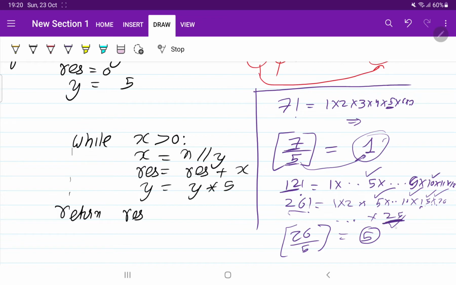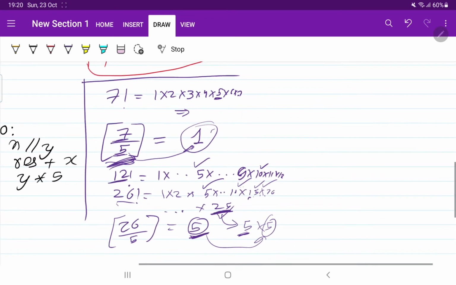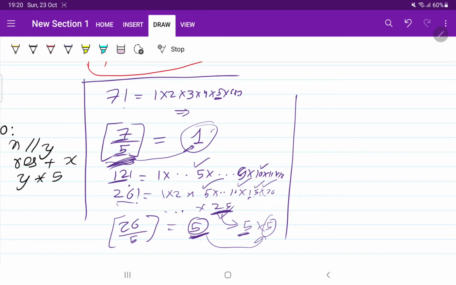But tell me one thing, in 25, how many 5s are there? Two 5s are there. It means the total count from our formula is 5, but actually how many 5s are there? Six 5s are there. So we got to know that this is not the correct way. Still this is a way, but we need to improve it. So first of all, we will count the number of 5s. We will find n by 5. Then when are we going to get two 5s? In the 25.